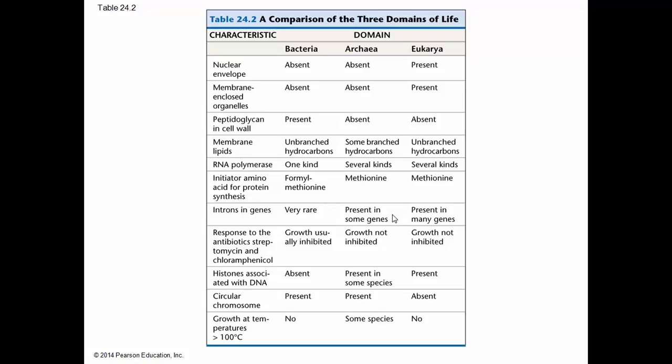Nuclear envelope: absent in Archaea, absent in bacteria, present in Eukarya. And some species of Archaea are able to grow at temperatures above 100 degrees Celsius. So there's just an incredible range throughout here. And I urge you to go and take a look at this table on page 471.